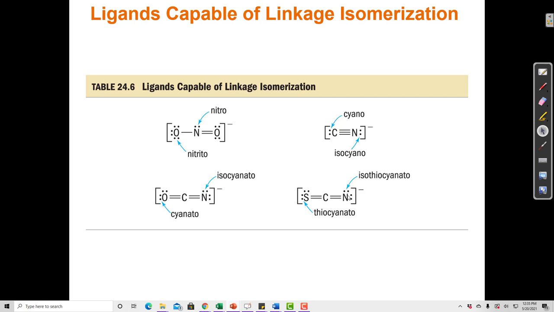These are just different ligands that are capable of linkage isomerization, and there's more. In general, what you're looking for is whether there are two different atoms on the ligand that have lone pairs that they can donate. If so, then it's possible that each different atom could be involved in a different isomer of that compound, one where it's bonded to N or one where it's bonded to O.